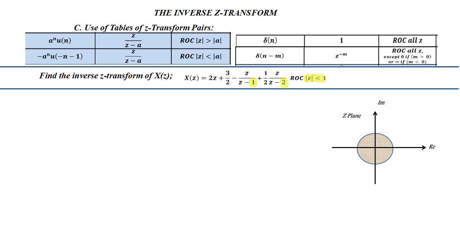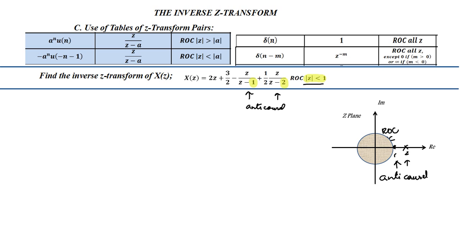So you can see one pole at 1 and another one at 2, and the ROC is the shaded portion. ROC modulus of z less than 1, so this represents an anti-causal signal. This 1 and 2 represent an anti-causal signal, so we need to write the result in terms of anti-causal. So you can take this term and this term in anti-causal form.